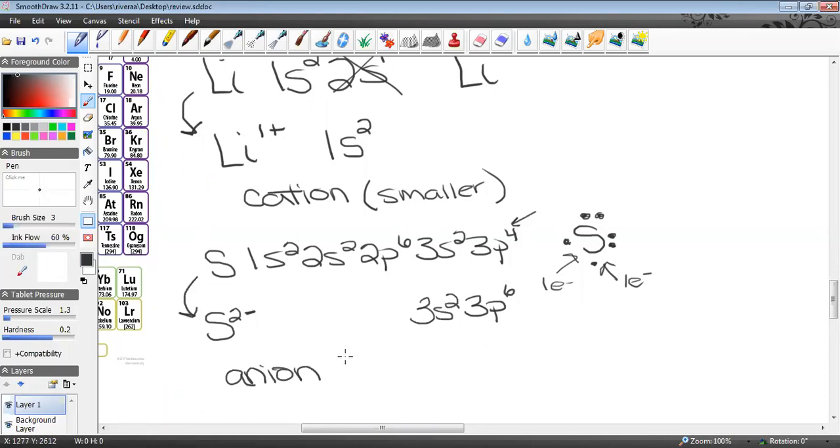And it's going to be slightly larger. And you might not think that it's going to be larger because see how it's still in the 3rd energy level as it was before? It's because these extra electrons create repulsion. And so the p orbital is going to get a little bigger.